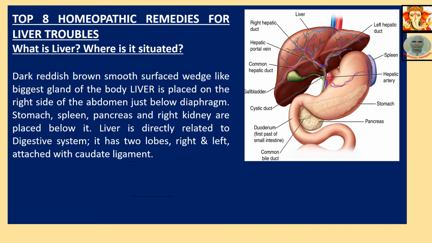Now let us see the picture. This is liver, beautiful shape. This is spleen, stomach, gallbladder, pancreas. These are all related to liver. And this is left lobe, this is right lobe.